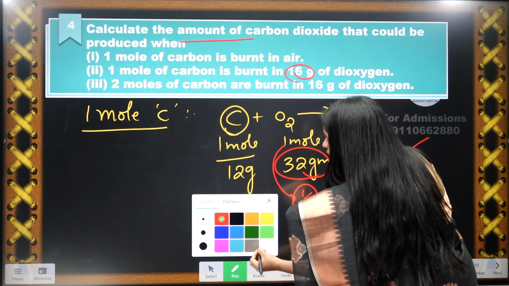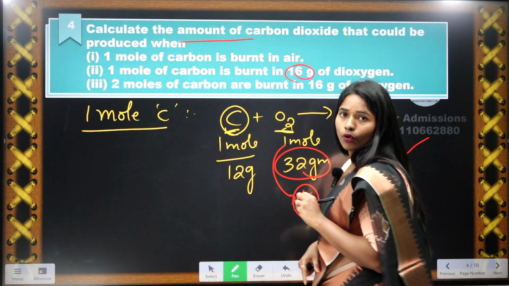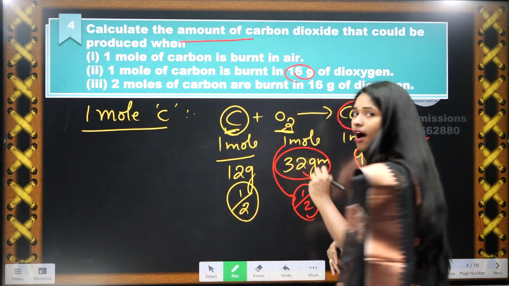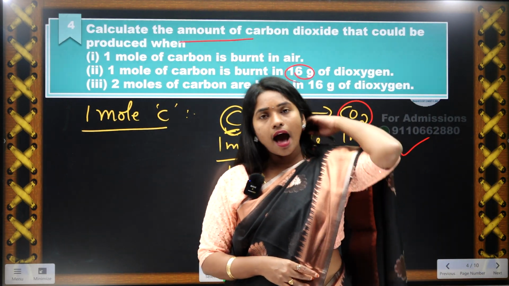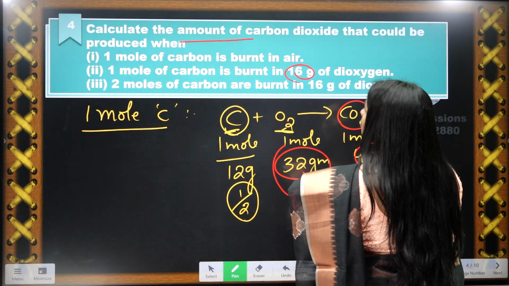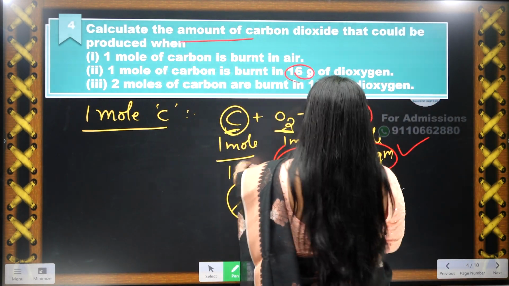Half a mole. What is the stoichiometry ratio? If it is 1 mole, it can react with only 1 mole. If it is half a mole, it can react with only half a mole. Understand, if it is half a mole, it can react only with a half mole. So half a mole means how much?